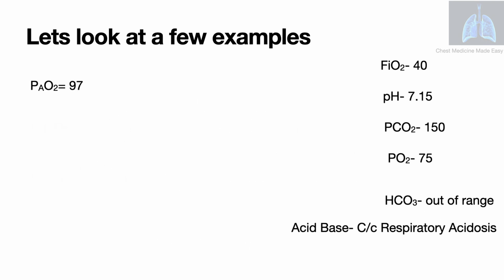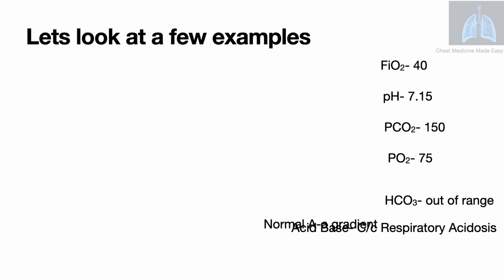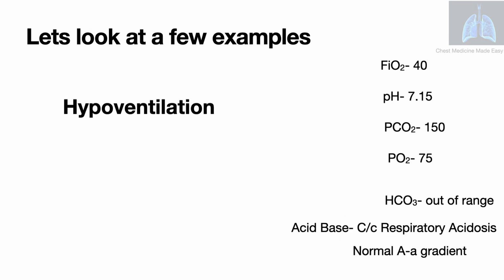So the alveolar oxygen partial pressure is 97 and the arterial oxygen partial pressure is 75. So the AA gradient is 97 minus 75, which is 22. The expected AA gradient for the age is 22.7. So this is a normal AA gradient. So in this case, it is a hypoventilation. You can theorize that in this case there is some brainstem ischemic insult which has resulted in the hypoventilation.